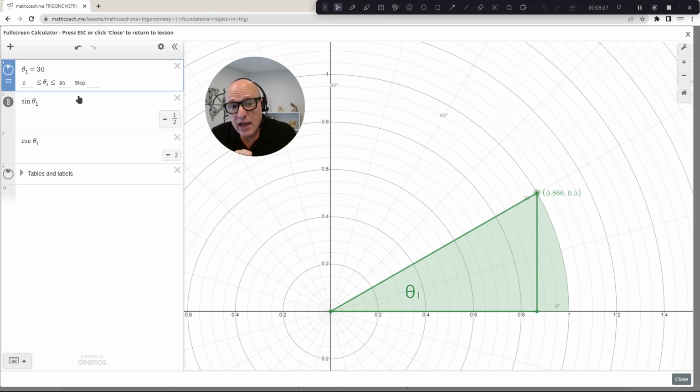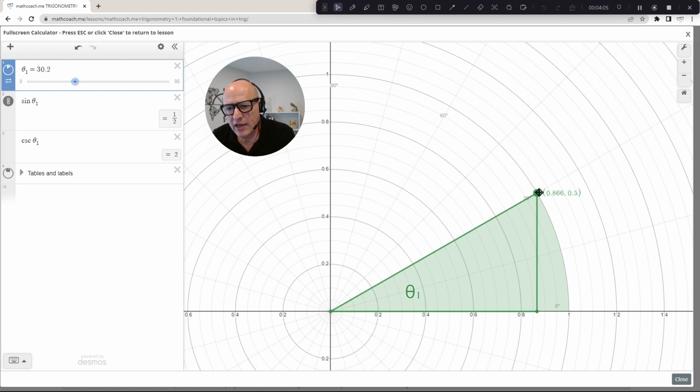At 30 degrees, our sine ratio returns 1/2, okay? And we can see that the y-coordinate of this point is 0.5. 0.5 divided by 1 is 1/2, and that opposite side over the hypotenuse visually looks like 1/2. Now, what's the reciprocal of 1/2? Well, the reciprocal of 1/2 is 2, 2 over 1. And that's what the cosecant of theta will return, 2 over 1, 2.